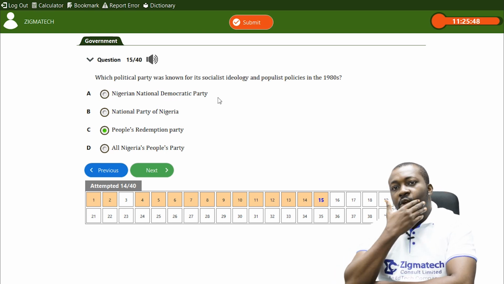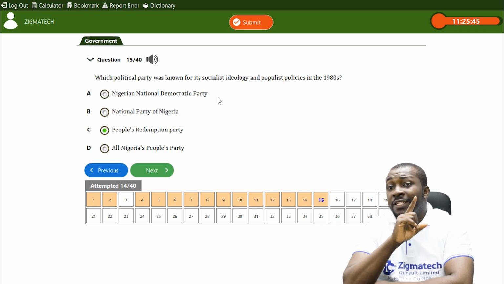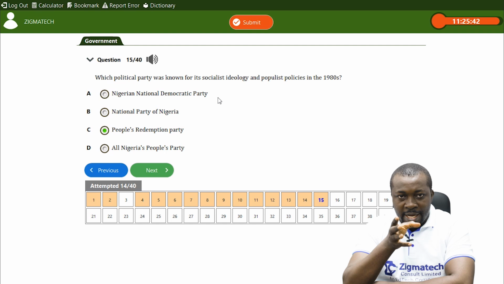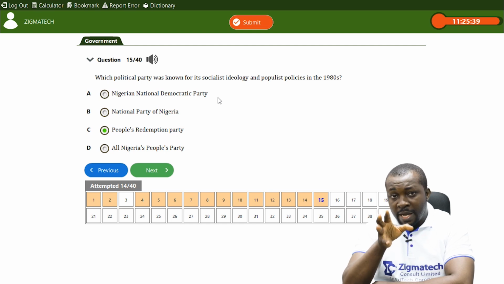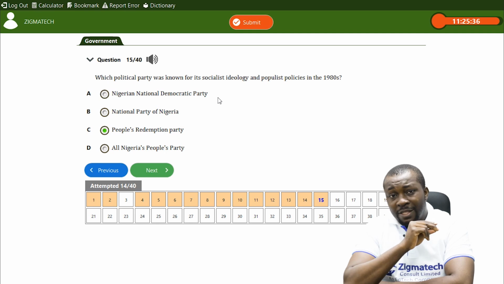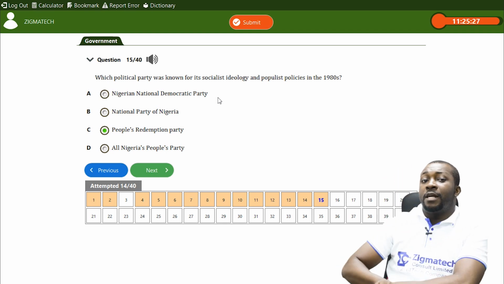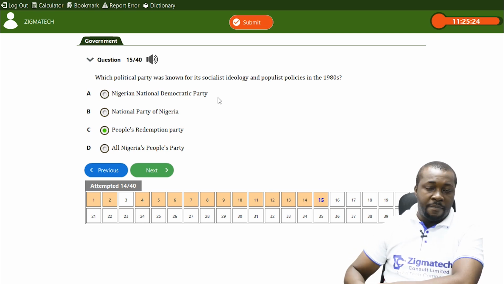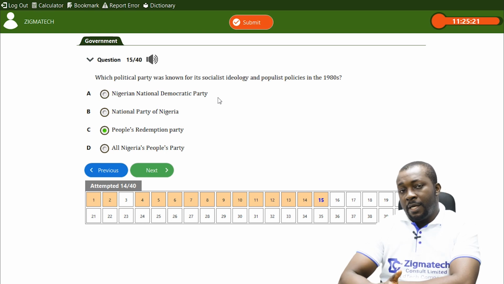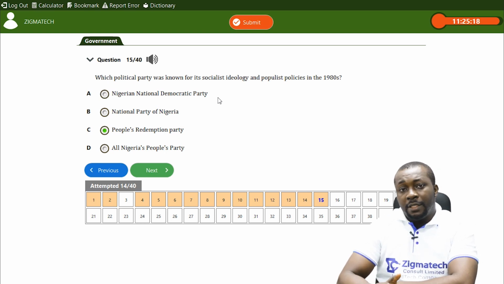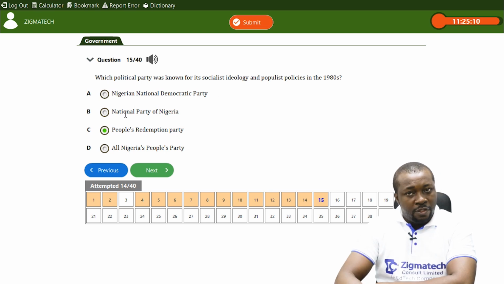Now, when was the Nigerian National Democratic Party formed? It was formed in 1923 as the first ever political party formed in Nigeria, by the late Herbert Macaulay. So this one was formed in the 1920s. Actually, there was a later generation of the Nigerian National Democratic Party that was formed as a breakaway, factional party from the Action Group by Samuel Akintola, in the early 60s after the Action Group crisis of 1962-63. So that is the Nigerian National Democratic Party, so it cannot be the option.